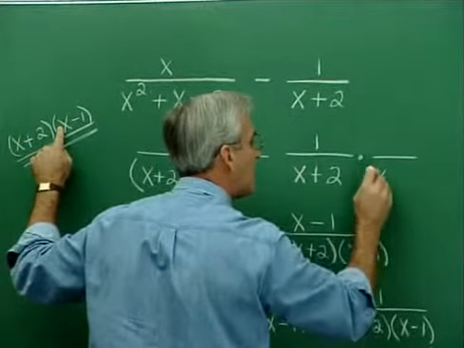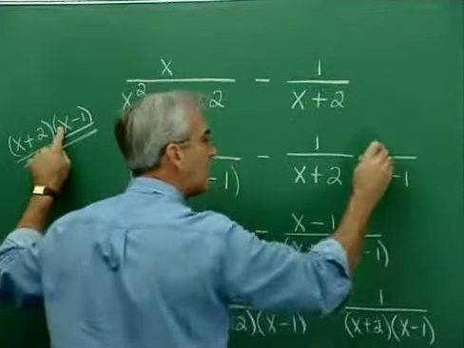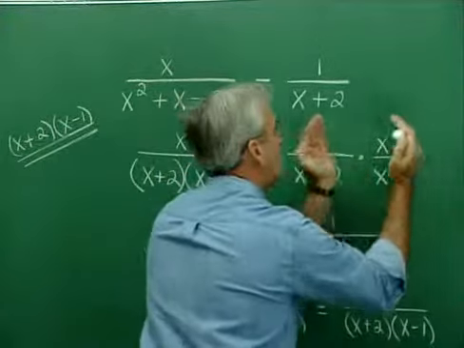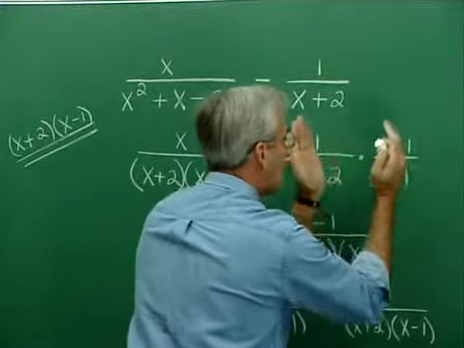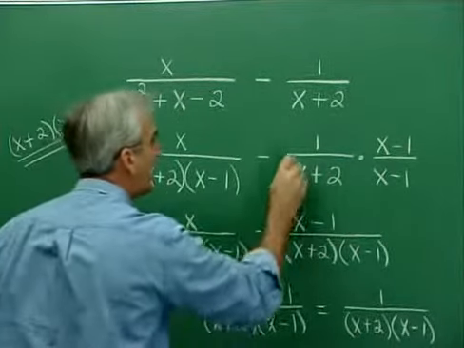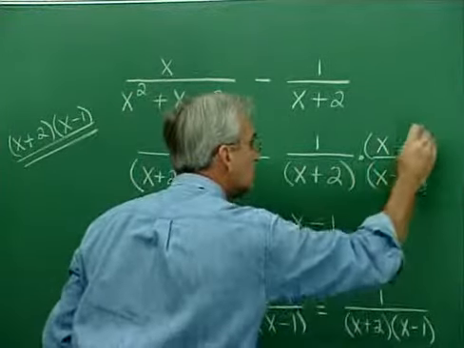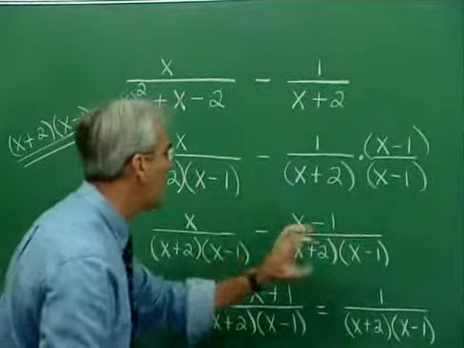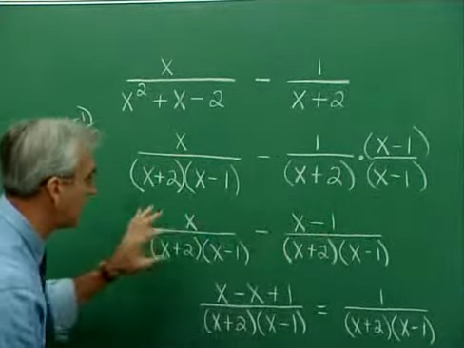But if we multiply x minus 1 into the denominator, we have to multiply x minus 1 into the numerator as well, because we need to be multiplying by a form of 1. All right, so that's the idea. Now, once we've done this, 1 times x minus 1 is x minus 1. Now our fractions have common denominators.